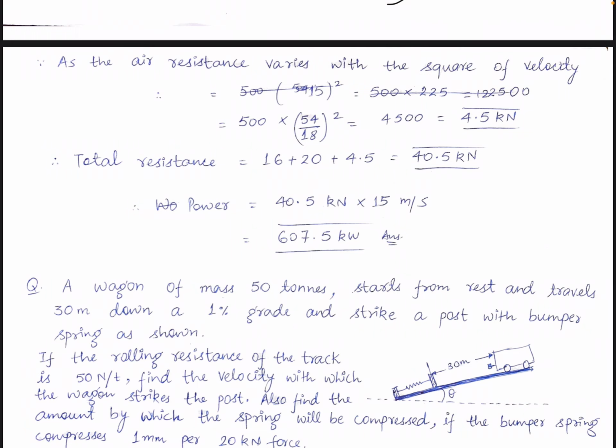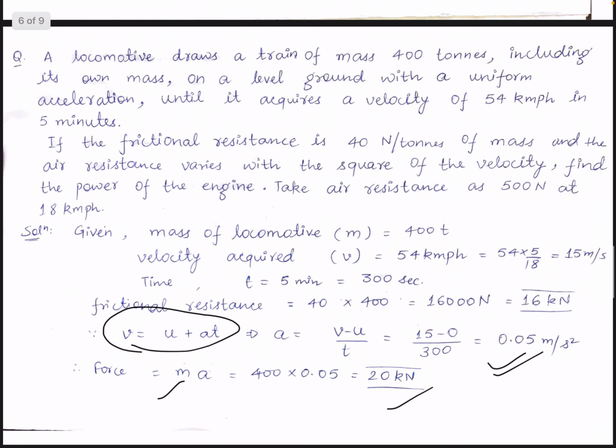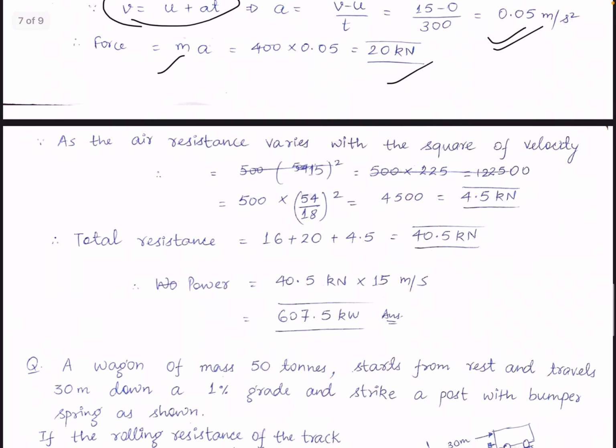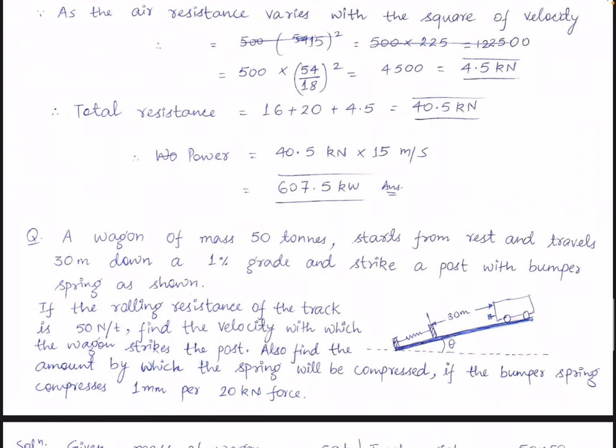Now the total resistance is how much? 16 from the friction, 20 from the gradient, and 4.5 from the wind resistance. Power is how much? Force into velocity. Force is 40.5 kilonewton into 15. So it is coming out to be 607.5 kilowatt.